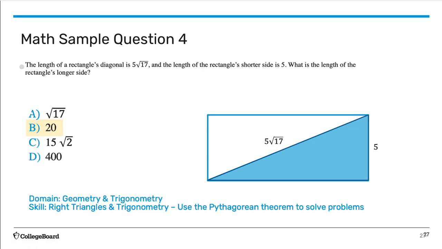So choice A is incorrect and may have resulted from dividing the length of the rectangle's diagonal by the length of the rectangle's shorter side, rather than using the Pythagorean theorem. Choice C is incorrect and may have resulted from using the length of the rectangle's diagonal as the length of the leg instead of the hypotenuse. And choice D is incorrect because it's still the square of the length of the rectangle's longer side. So the student might have forgotten to take the square root of that leg.